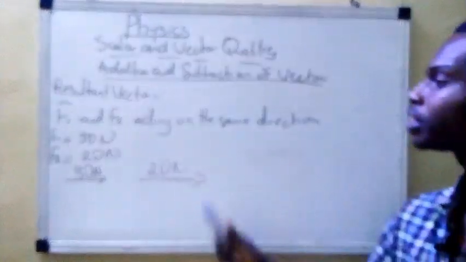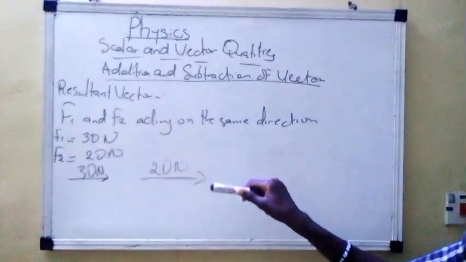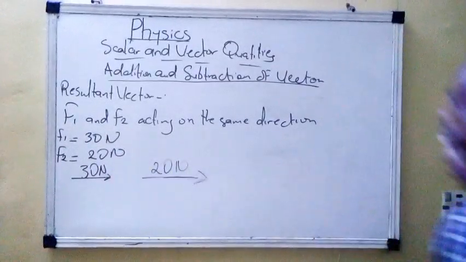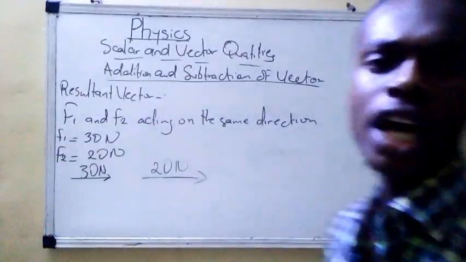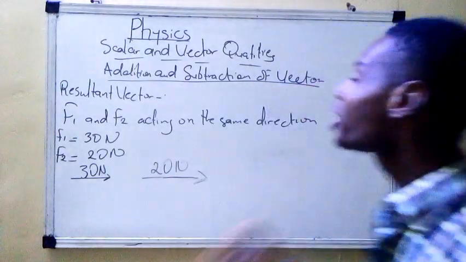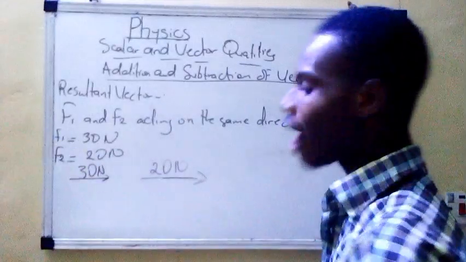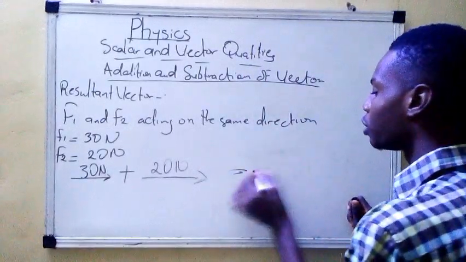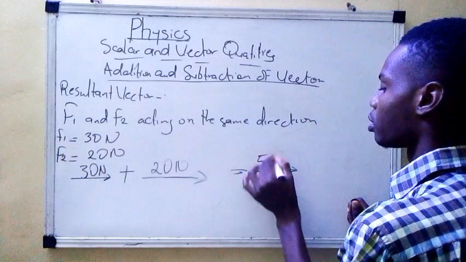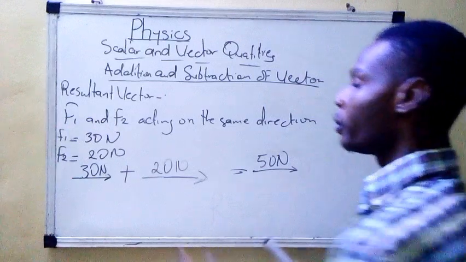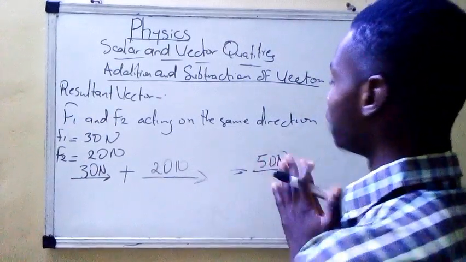Now the question you should be asking is, what will be the symbol here? Is it going to be addition or is it going to be subtraction? Are you getting me? Whenever two vectors are acting on the same direction, you add the two vectors. So we have a plus here. 30 plus 20 gives us 50 Newton.